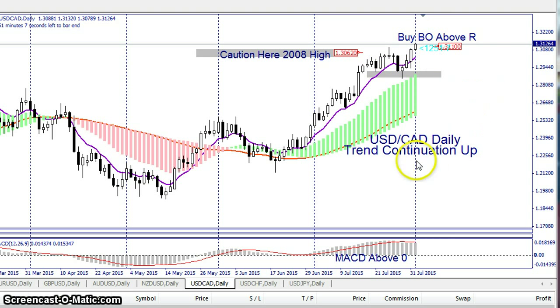But really, we're looking at trend continuation on this pair. The trend continuation is up. The MACD is well above the zero. You can see the moving average here is widening from the cloud, the green cloud, and that means the trend is getting stronger. Okay, so that's what I see there.